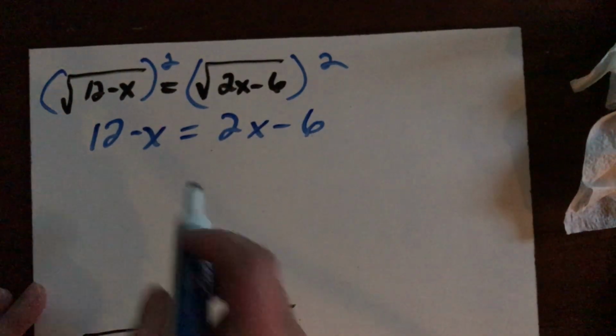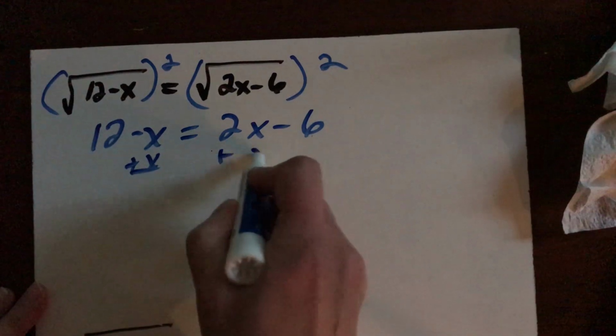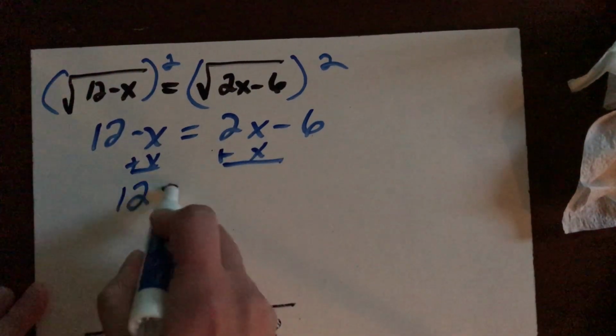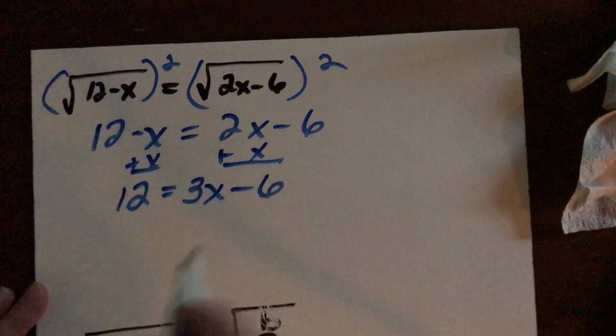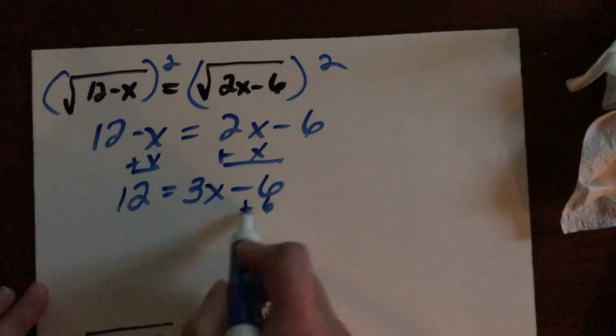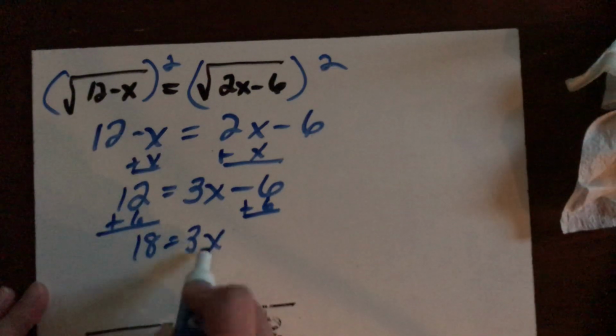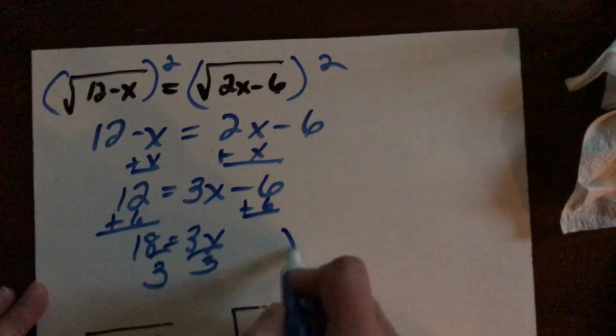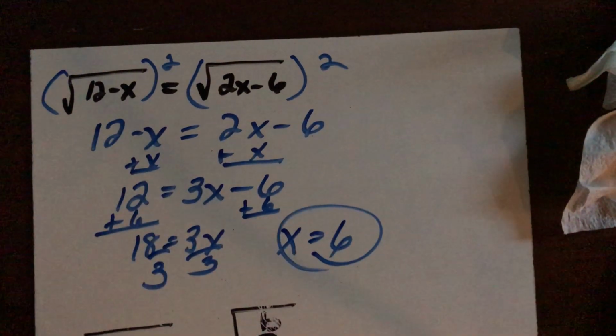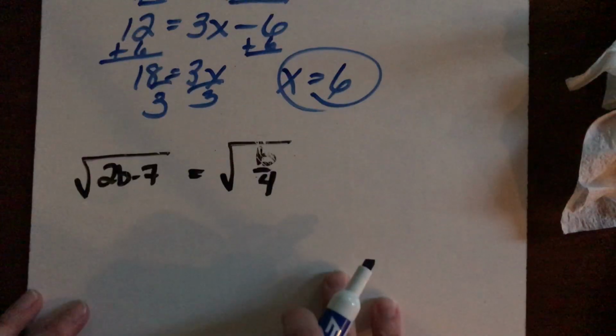Now what? Okay, I'm going to add x to each side. So I'm going to get 12 equals 3x minus 6. Then I'm going to add 6 to each side. I get 18 equals 3x. Then I divide by 3, and x is equal to 6. Okay, and the last one.